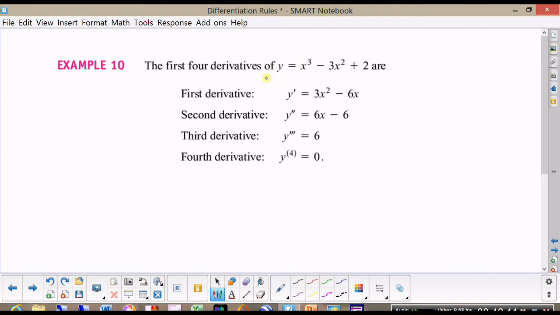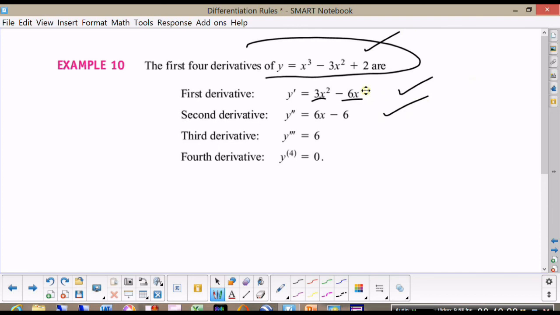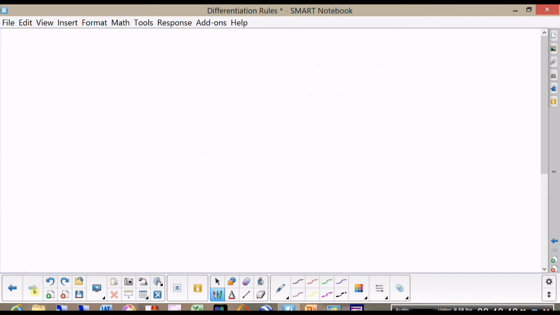Let's take a very simple example of a cubic function and take the first four derivatives. Taking the first derivative, we get 3x squared minus 6x. The derivative of 2 is 0. Taking the derivative of the first derivative gives us 6x minus 6. And then taking the derivative of the second derivative gives us 6. And finally, taking the derivative of the third derivative, which gives us the fourth derivative, shows that the fourth derivative is 0. And that is it.